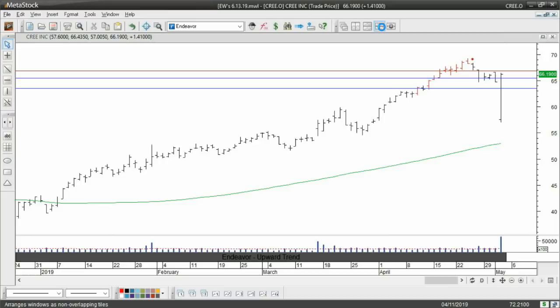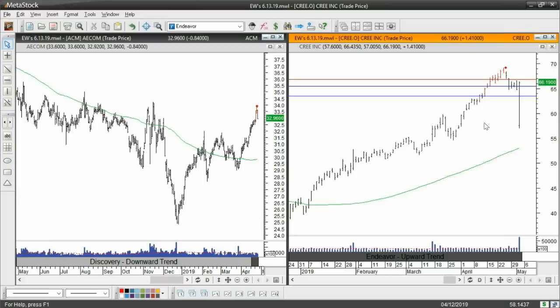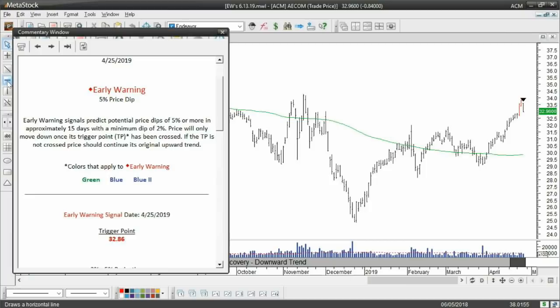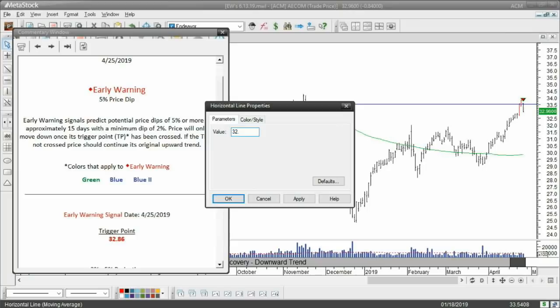Okay, so out of 5 stocks, we've narrowed it down to potential 2 stocks. This one is 100% confirmed, and you could have made 13% on your money. Let's check the next one, ACM. Very first thing we always do, view expert commentary, going after that trigger point. 32.86, 32.86.